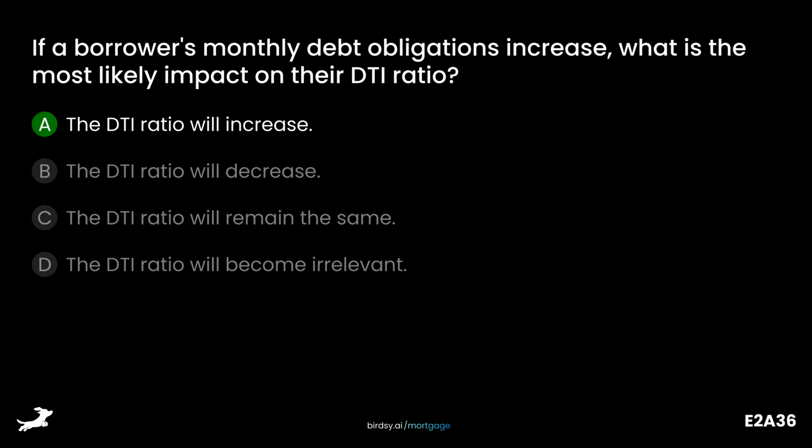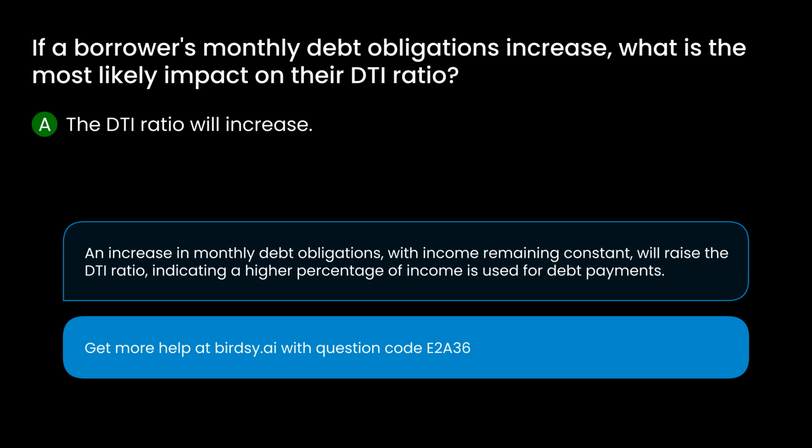The answer is A, the DTI ratio will increase. An increase in monthly debt obligations, with income remaining constant, will raise the DTI ratio, indicating a higher percentage of income is used for debt payments.